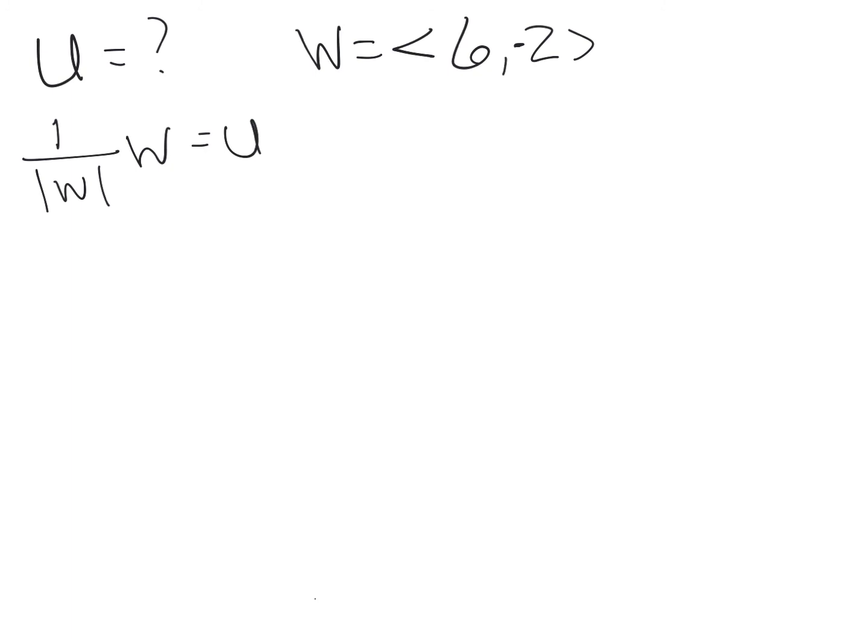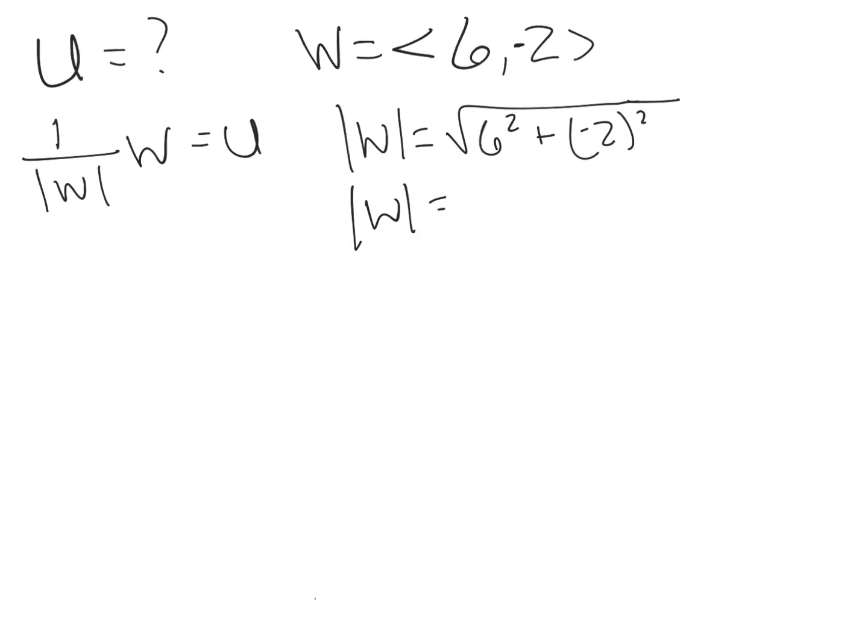So first off, we need to find the magnitude of w, which is the distance formula, or the Pythagorean theorem: 6 squared plus -2 squared. We're going to take the square root of that. That gives us 36 plus 4, so the square root of 40. And if we simplify that, the magnitude of w is 2 root 10, because you can pull out a perfect square, 4, in there and take its square root.